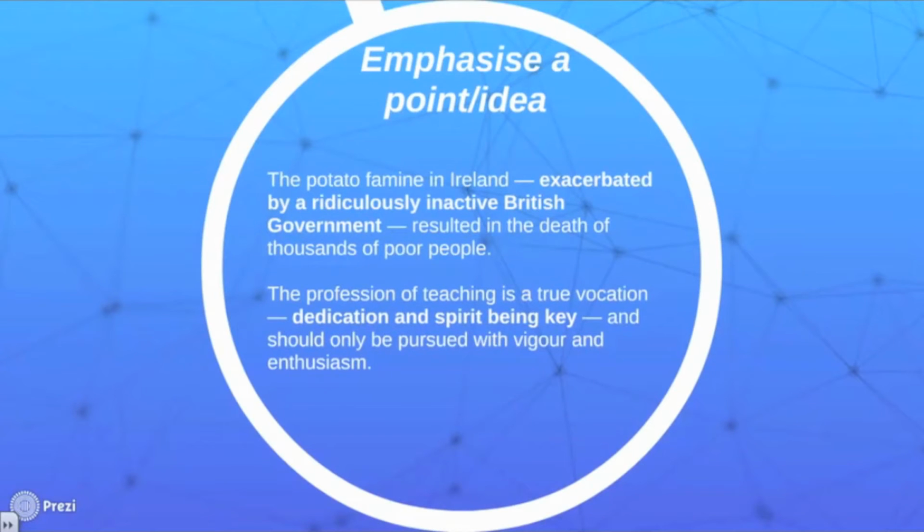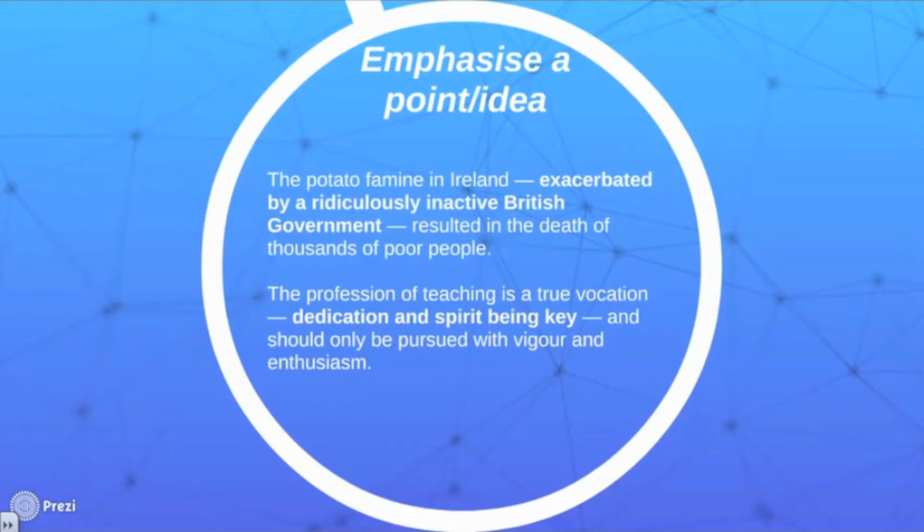So here we've got dashes used to emphasise a point or idea. We've got the sentence: the potato famine in Ireland, exacerbated by a ridiculously inactive British government, resulted in the death of thousands of poor people. If you look at that example, we could actually use brackets instead of dashes to emphasise that point, but here we've used the M dash to emphasise that it was actually the British government that made the situation much worse in the example of the potato famine in Ireland.